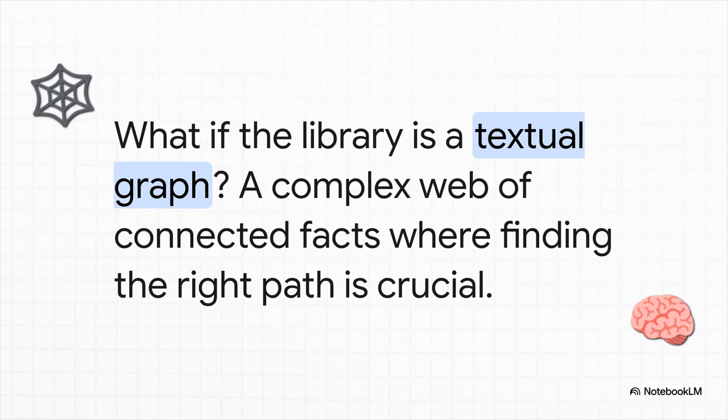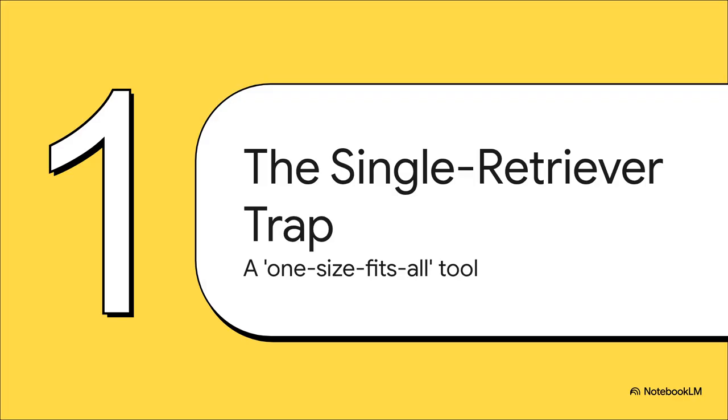What happens when the information isn't stored in nice, neat documents, but in what's called a textual graph? This is like a giant, complex spiderweb of facts, where everything is connected to everything else, and finding the right piece of information means navigating that web correctly. And this is where most current systems fall into what we can call the single retriever trap. They try to use one single, kind of one-size-fits-all tool to find their way through this web. And, as you can imagine, that generalist approach gets lost pretty easily.